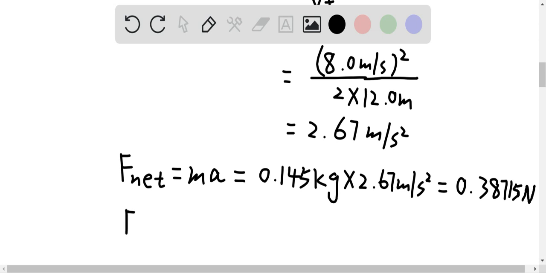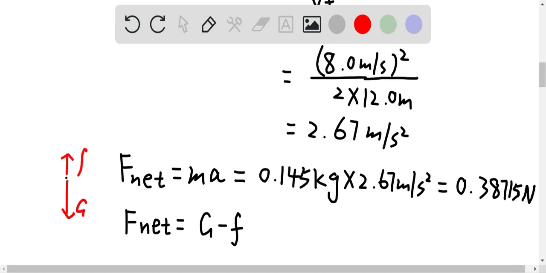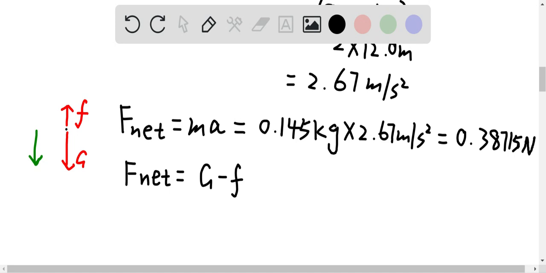But remember, net force can be equal to, in this case, the gravity minus the air resistance force. Let's use lowercase f to stand for it. Why is that? Because if you take a look at the motion, it should look something like this. Since its net direction is going downward, that means the gravity is larger than the air resistance. So gravity is here, and the air resistance is here, and the whole motion was going downward since the gravity is greater.